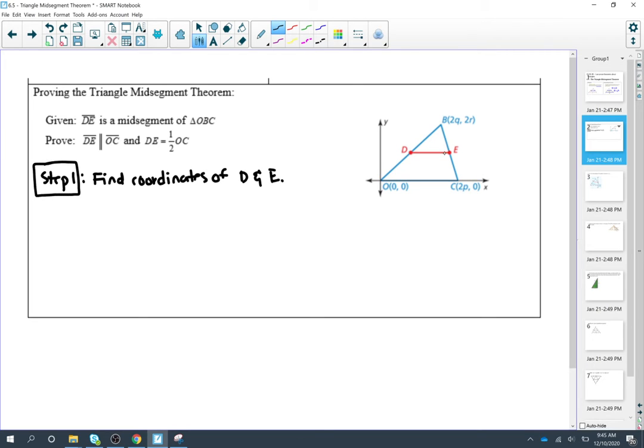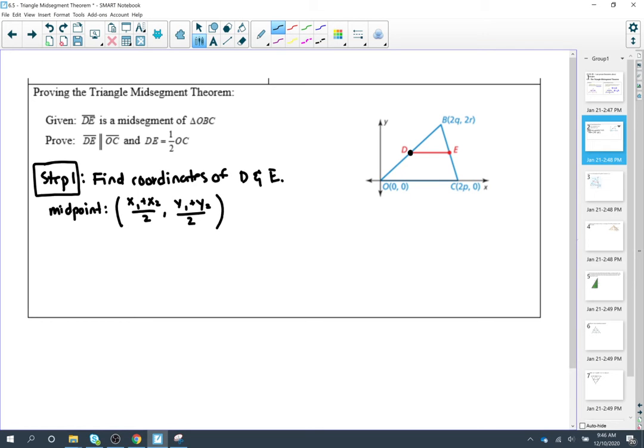Now, in order to do that, we know that DE is a midsegment. Well, if it's a midsegment, that means that this is a midpoint. Well, if I want to find the midpoint, okay, we'll take some notes here. Midpoint is where you take the x1 plus the x2 and cut it in half, and then you take the y1 plus the y2 and you cut it in half.